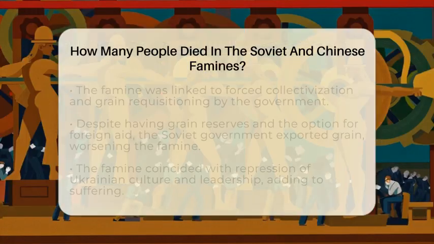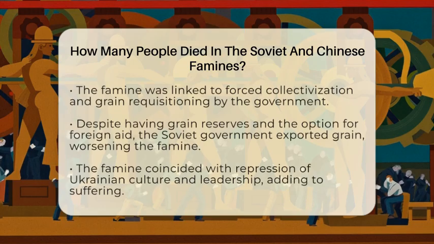The famine was linked to forced collectivization and grain requisitioning, which meant the government took most of the grain, leaving little for local people. Despite having grain reserves and the ability to accept foreign aid, the Soviet government chose to export grain instead, making the famine worse. It also happened during a time of harsh repression of Ukrainian culture and leaders, adding to the suffering.